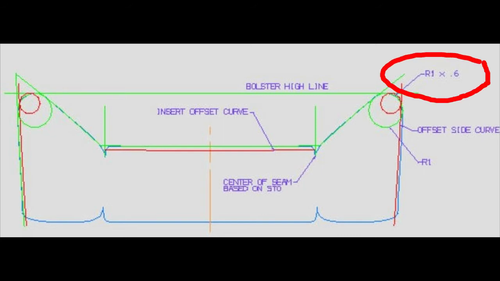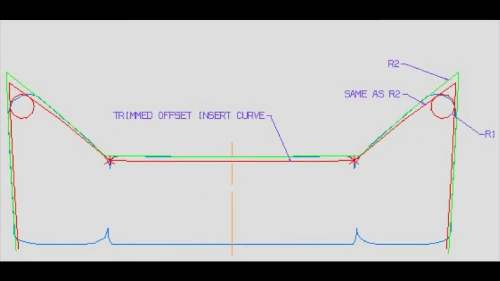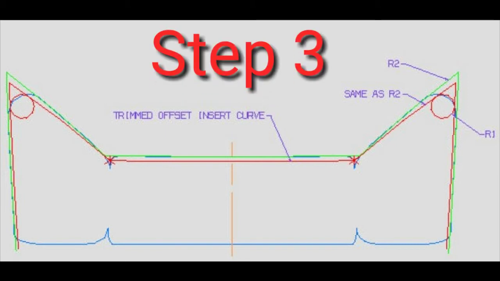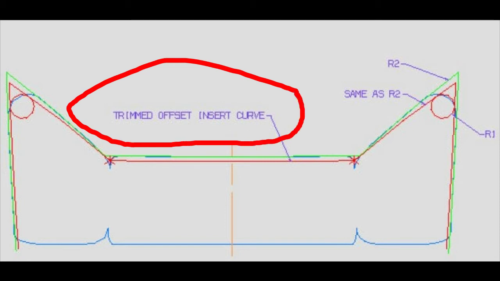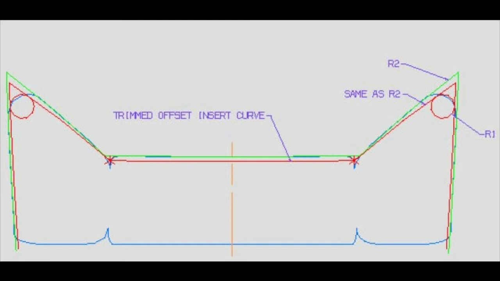In the next step, step 4, create a curve which is tangent to the new circle created in step 3 through the end point of the trimmed offset insert curve, with a radius that is equal to the bolster radius on the STO. See the screen. Look at the image. You can see that the trimmed offset insert curve is here, same as R2. In the red line you can see the bolster curve for the underbuild.